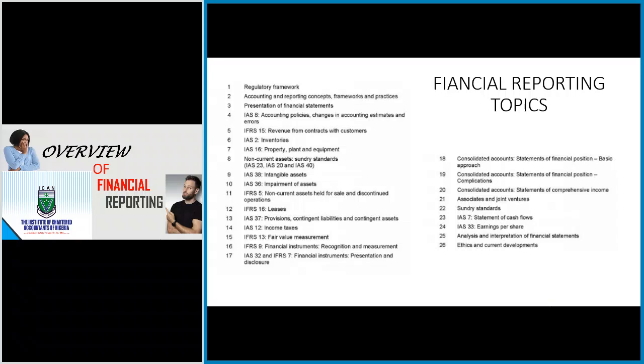Then we will be talking about income tax. As accountants, as business managers, business advisors, we must be well grounded in taxes. And now we are talking about an aspect of tax, income tax specifically. So IAS 12, we need to be well grounded in it. So this is another topic that we are going to learn in financial reporting.